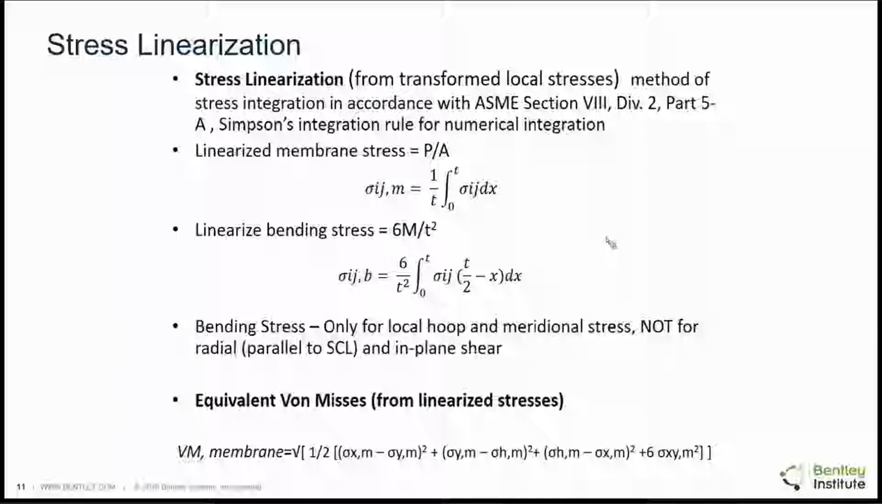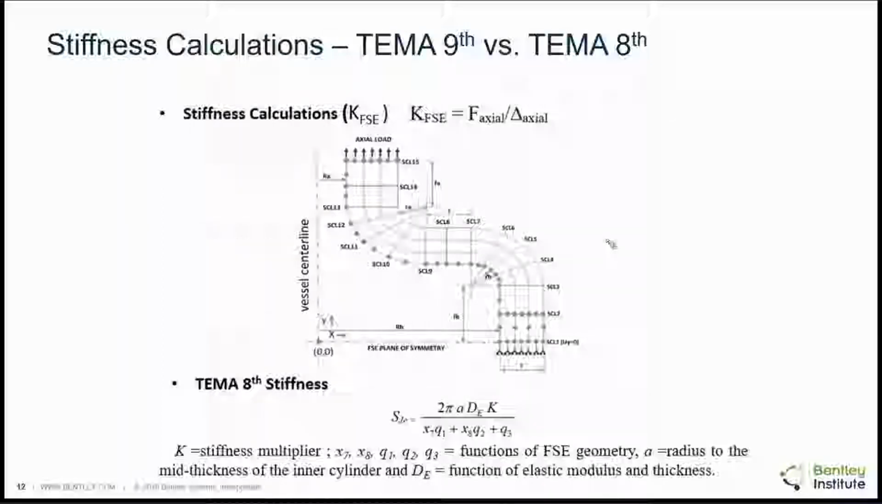Sigma ij,b is 6 by t square, integration 0 to t, sigma ij times (t by 2 minus x). This is the moment arm, times dx. One thing to note here is that bending stress is only for the local hoop and meridional, and not for the radial, or the parallel to the SCL plane, and in-plane shear. So the equivalent von Mises stress is then obtained from the linearized stresses. The radial stress is ignored as per the ASME 8 Division 2 Part 5A. It doesn't ask you to consider the radial stresses.